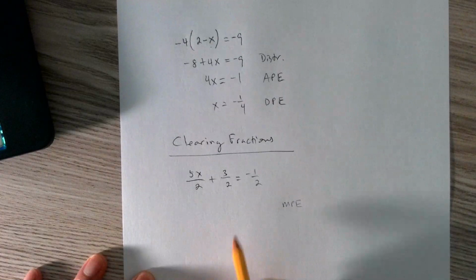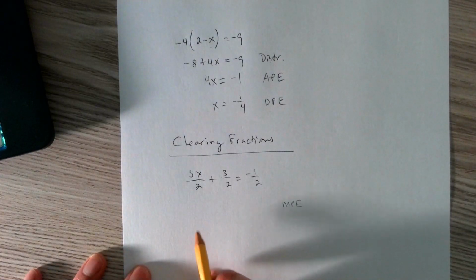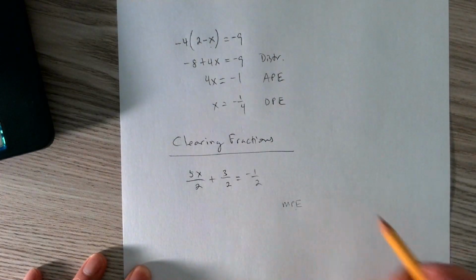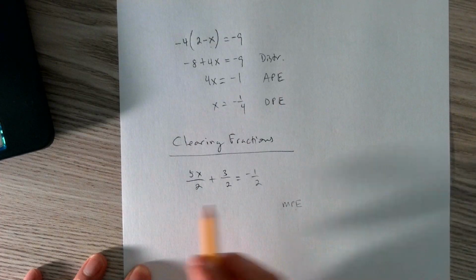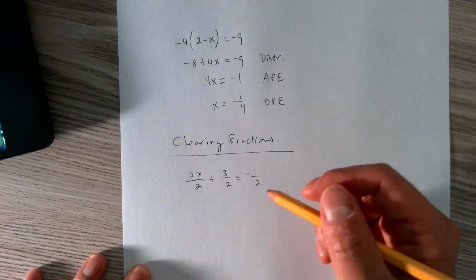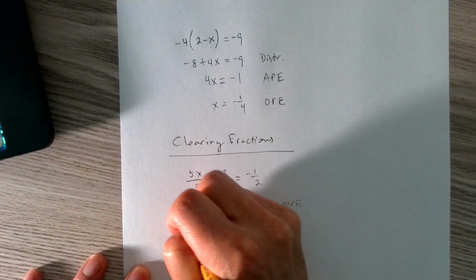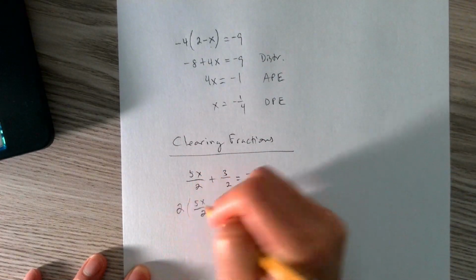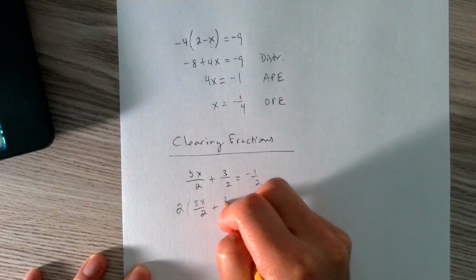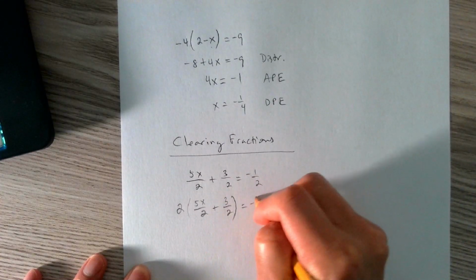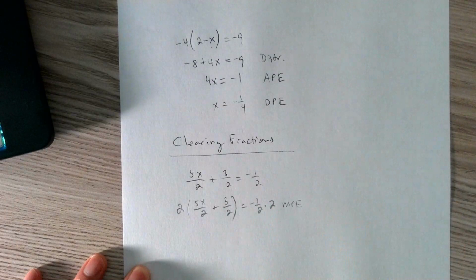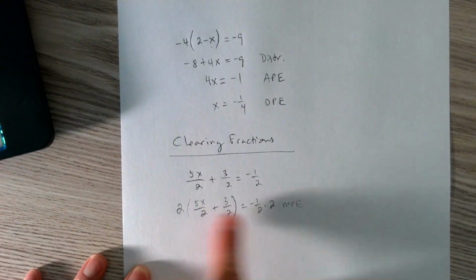Okay, I'm switching to a pencil because my pen ran out of ink. I'm going to use an MPE step and multiply everything by 2, both sides. So I'm going to actually show this. Okay, so 2 on both sides, left and right.